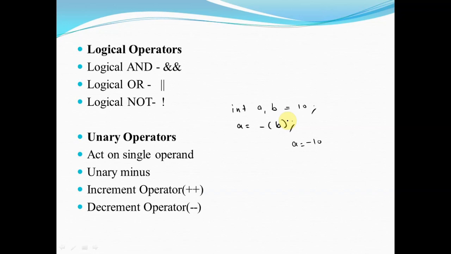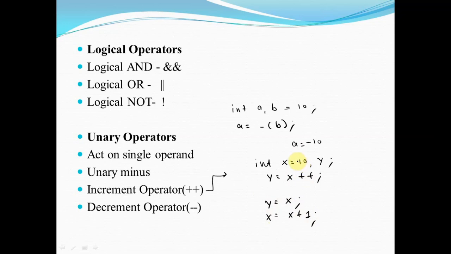Then the next is the increment operator and the decrement operator. Now let us first discuss the increment operator. Again, I will write a simple example. Let's say integer x is equal to 10 and y. And if I write y is equal to x plus plus, this statement is called an increment operator. Here we have used the increment operator. So this is equivalent to writing y is equal to x and x is equal to x plus 1. So basically this is going to increment the value of x by 1.